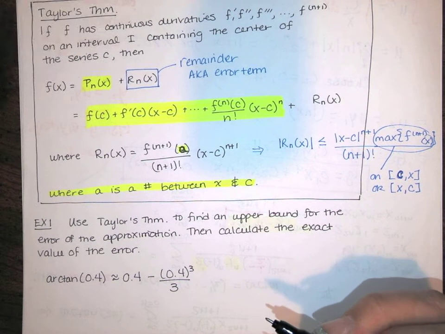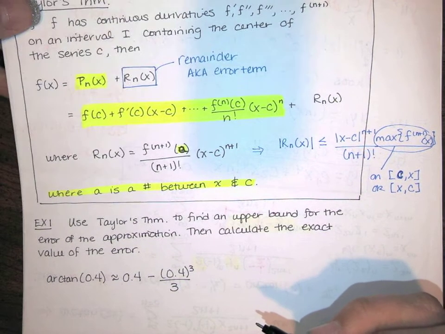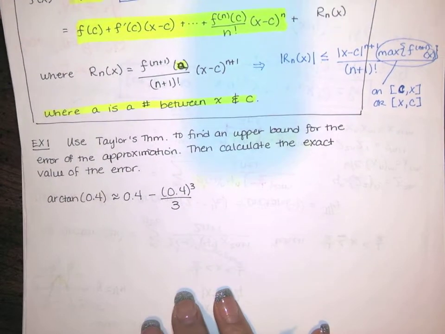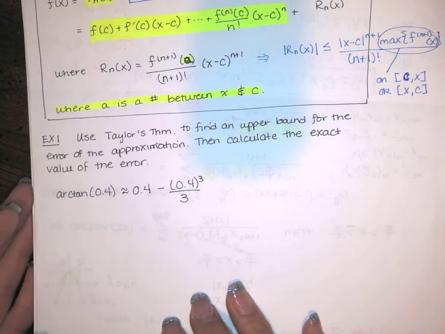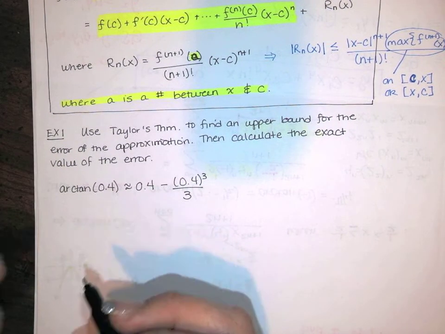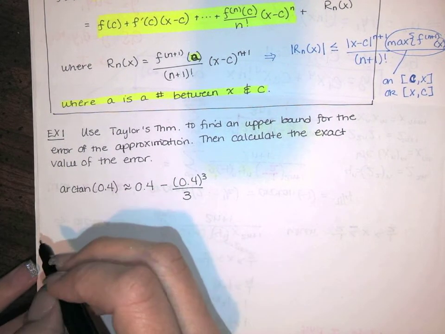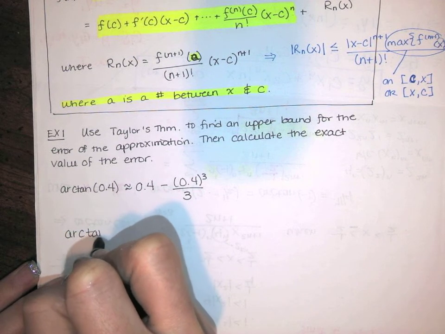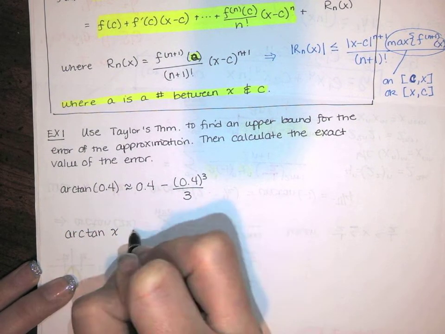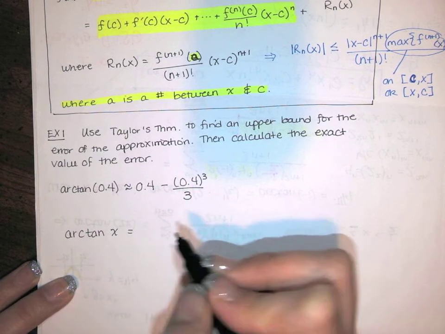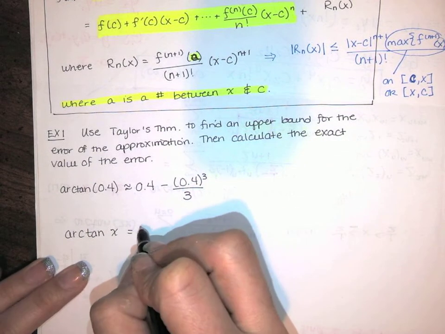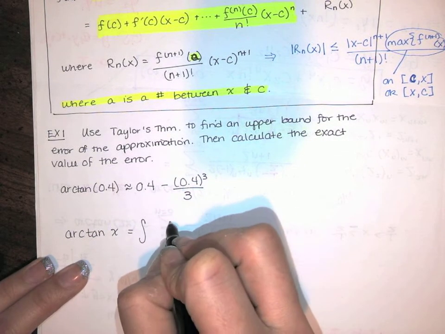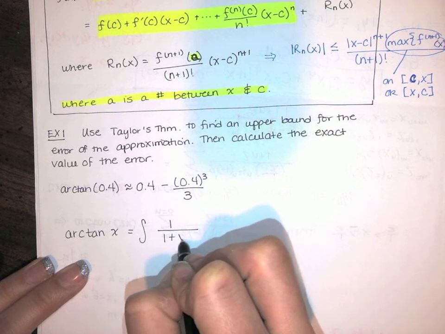So one thing I like to do with all of these is I like to start by writing out the Taylor series first so that I can see the form that we're using to represent this function. So arctangent of x, remember that's the antiderivative of 1 over 1 plus x squared.